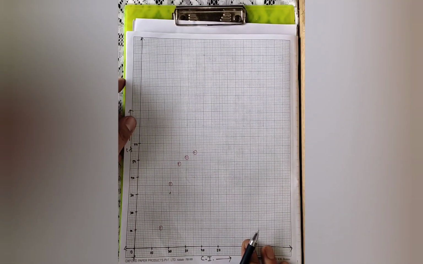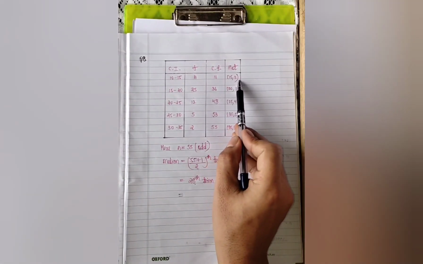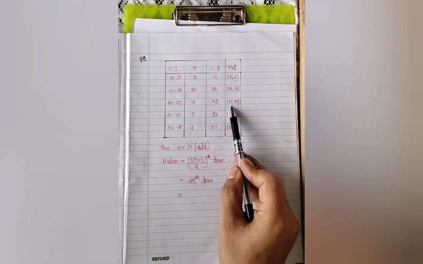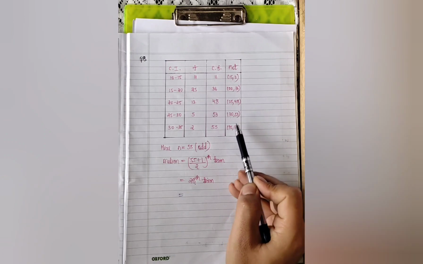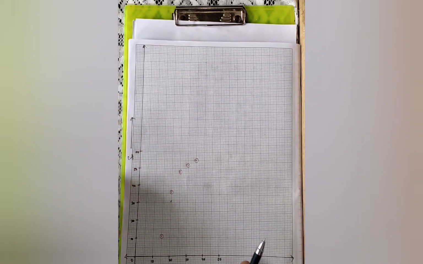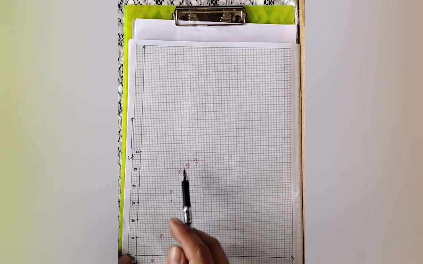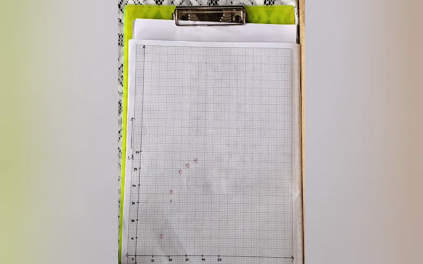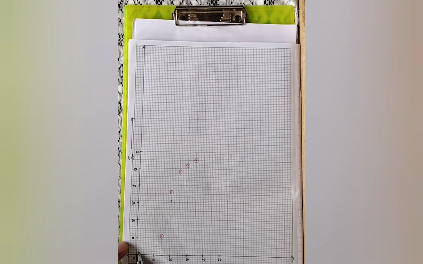So before that, let's plot the points. The points are 15, 11; 20, 36; 25, 48; 30, 53; 35, 55. So these are the points which we need to plot. So please plot the points accordingly. You will get this. Here, as it is not starting from 0, it's starting from 10. So till 10, you have to make a small, resistant curve like this.